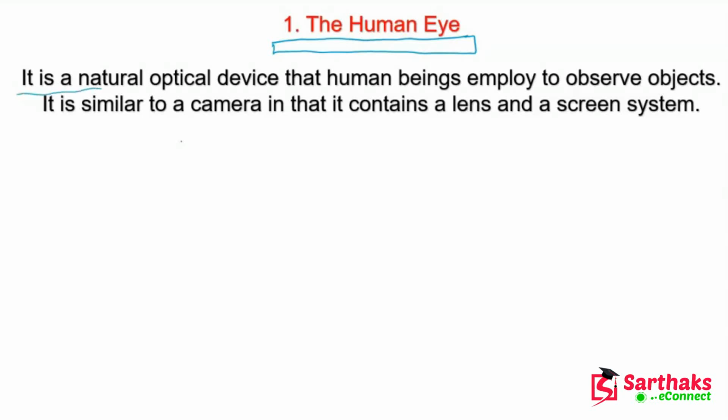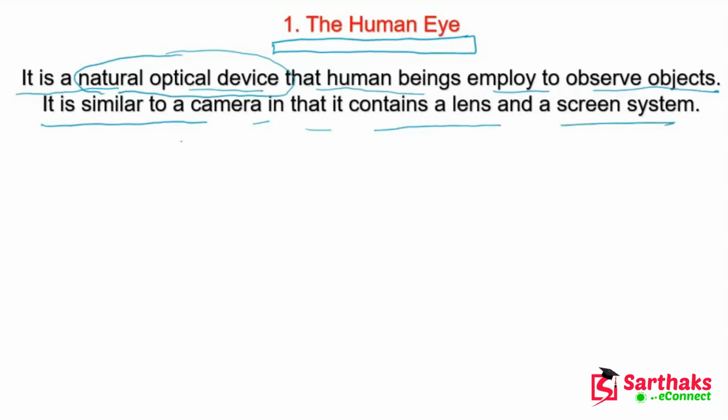It is a natural optical device that human beings employ to observe objects. So what is a human eye? It is basically a natural optical device that human beings have to observe objects. This is a very basic thing which we all know. Now, it is similar to a camera in that it contains a lens and a screen system.